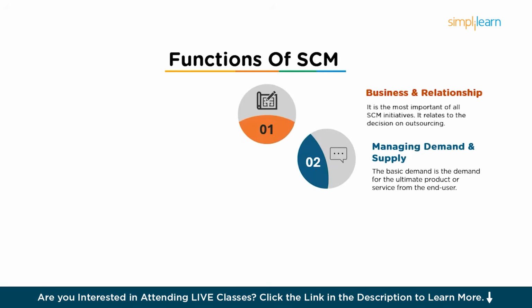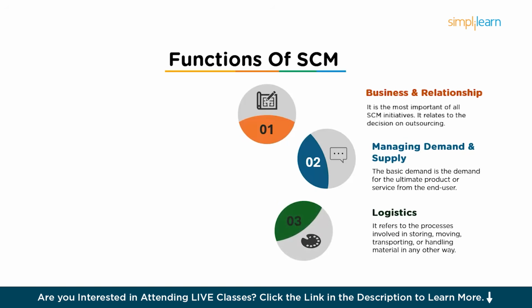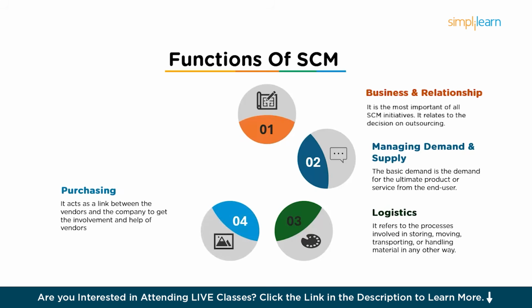The basic demand is the demand for the ultimate product or service from the end user. To meet these needs of the user, different links in the supply chain need to supply some goods or services to the following link in the chain. Then comes logistics. It refers to the process involved in storing, moving, transporting, or handling materials in any other way. Then comes purchasing. It acts as a link between the vendors and the company to get involvement and help of vendors in matters like purchase material specification, matching lot size, and transportation packing.